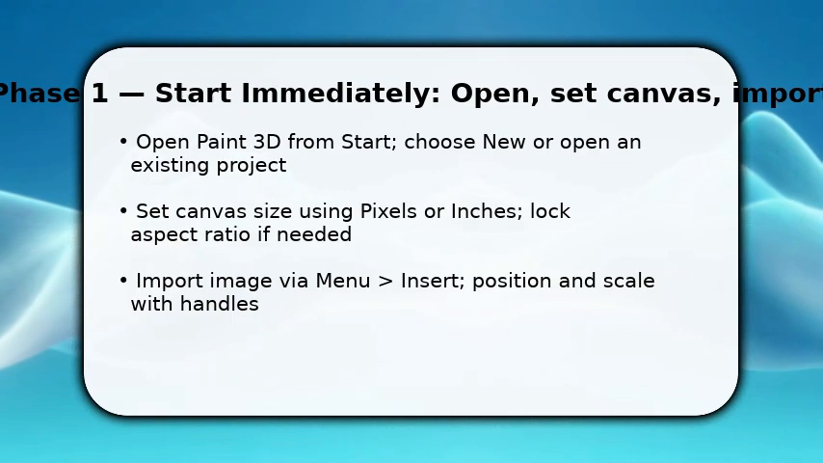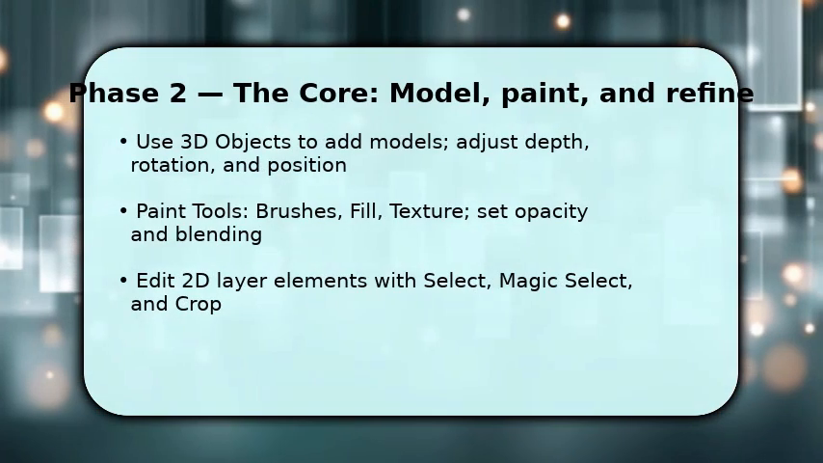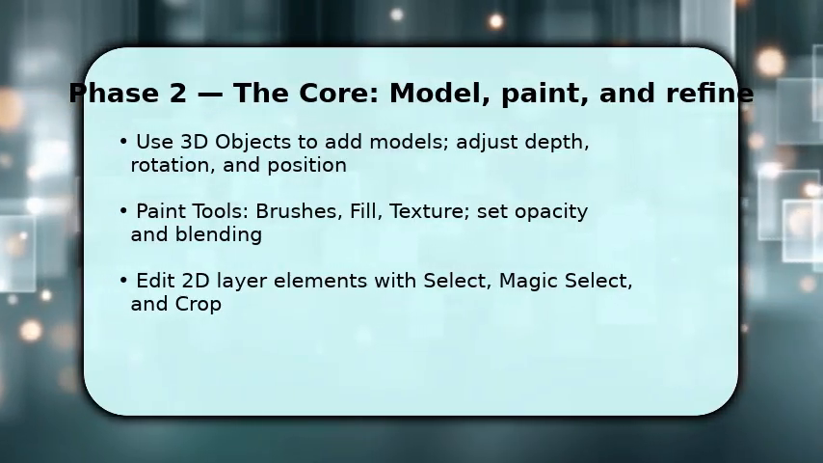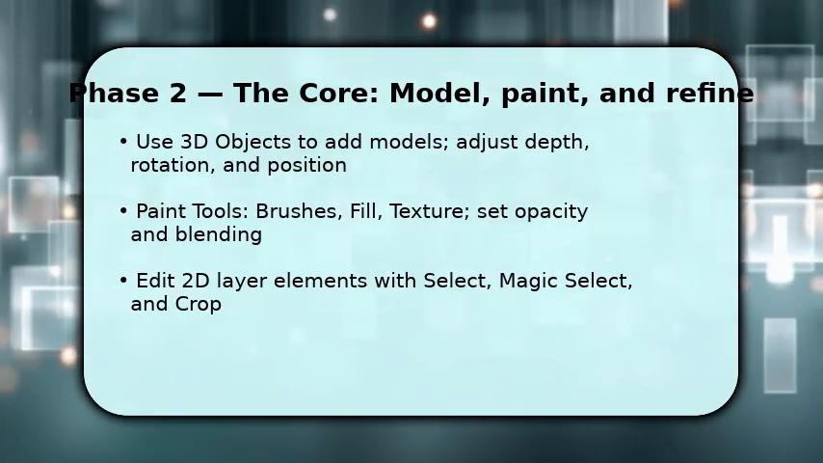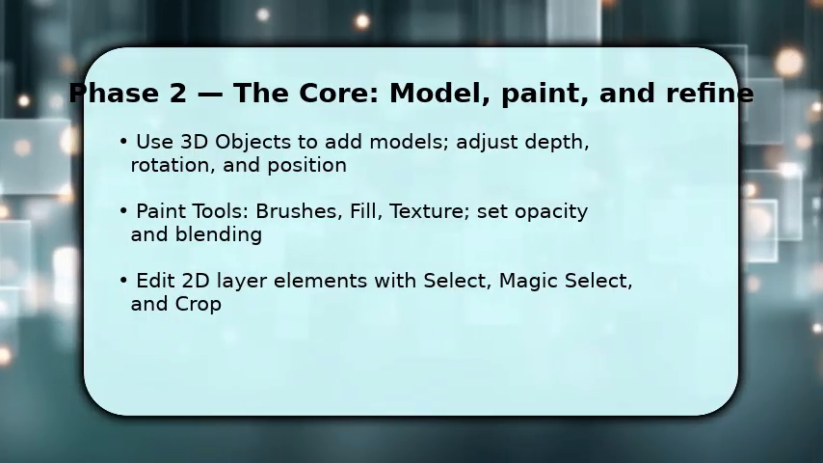Add a 3D object or convert a 2D shape to 3D to build depth. Rotate on X, Y, Z axes and nudge position with the arrow keys for precision. Then switch to Paint Tools. Choose a brush, pick texture, set opacity and blending to integrate colors. This is how surfaces look realistic.